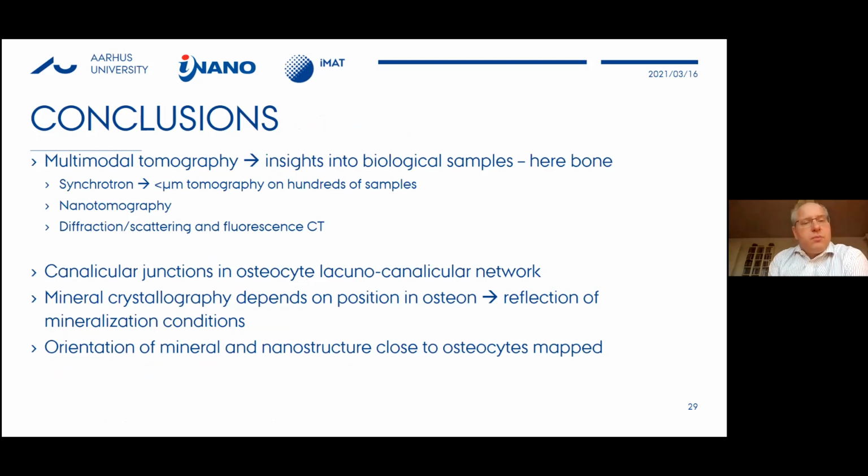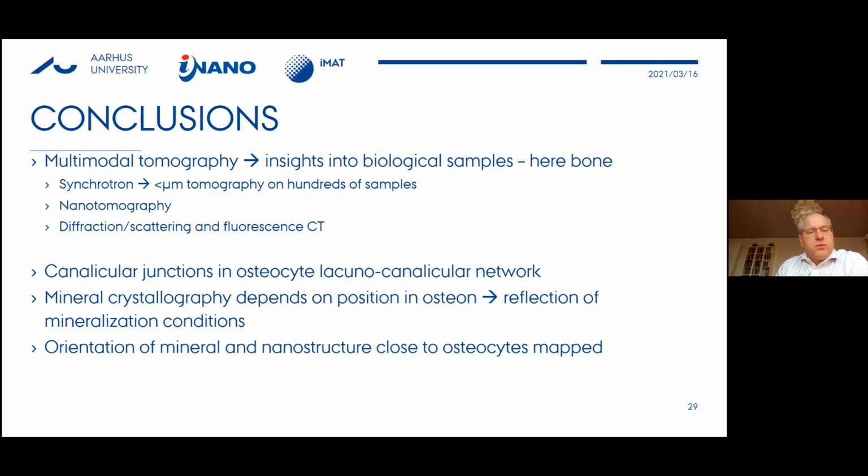Okay, so I will begin to wrap up now. What I hope I have convinced you is that with multimodal tomography, we can get lots of insights into biological samples. I have focused in this talk on bone, but I'm happy to discuss possibilities to look also at soft tissues. With the synchrotron, it's possible to do submicron tomography on hundreds of samples, which allows you to do proper statistical investigations. We can obtain nanoscale resolution, allowing us minute details of, for instance, multicellular networks.